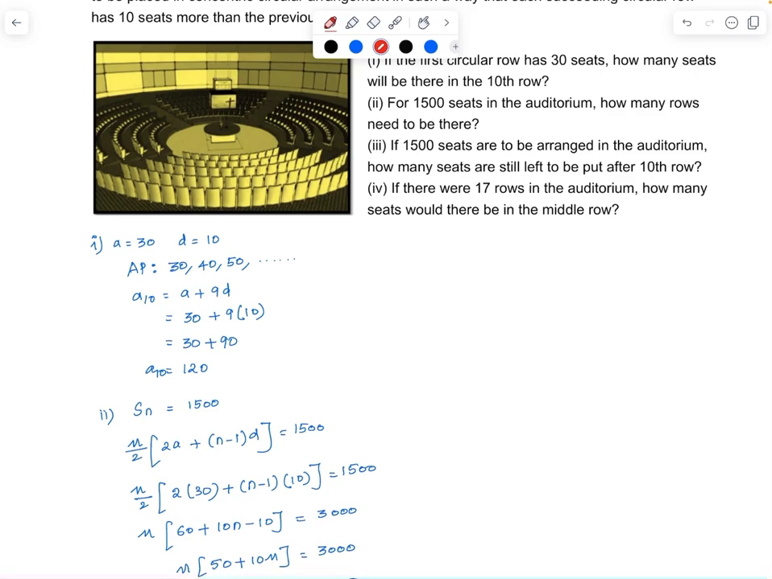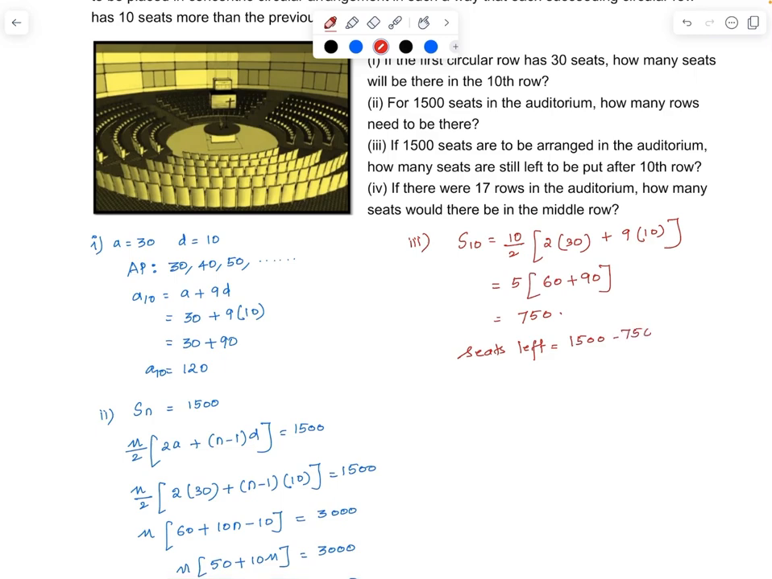Question 3. If 1500 seats are to be arranged in the auditorium, how many seats are still left to be put after the 10th row? S10 is equal to 10 by 2 times 2 times 30 plus 9 times 10, which is 5 times 60 plus 90, 750. So seats left are 1500 minus this 750 seats, which is 750.